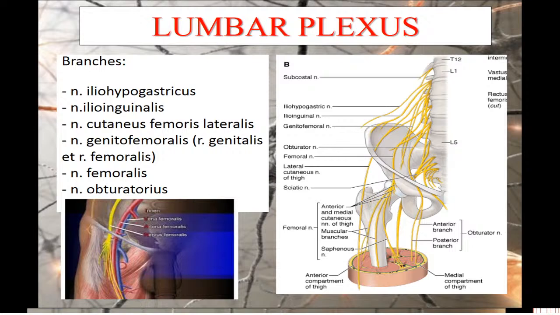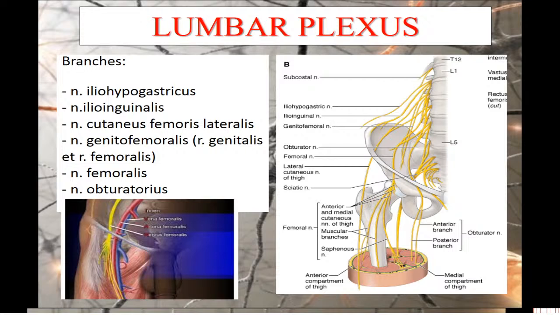Then it continues downwards to the region of the leg and supplies the skin of the anterior medial surface of the leg, where it is located superficially and passes together with the greater saphenous vein. Then it continues to the medial edge of the foot and gets to the region of the big toe, but pay your attention, it does not supply the skin of the big toe.